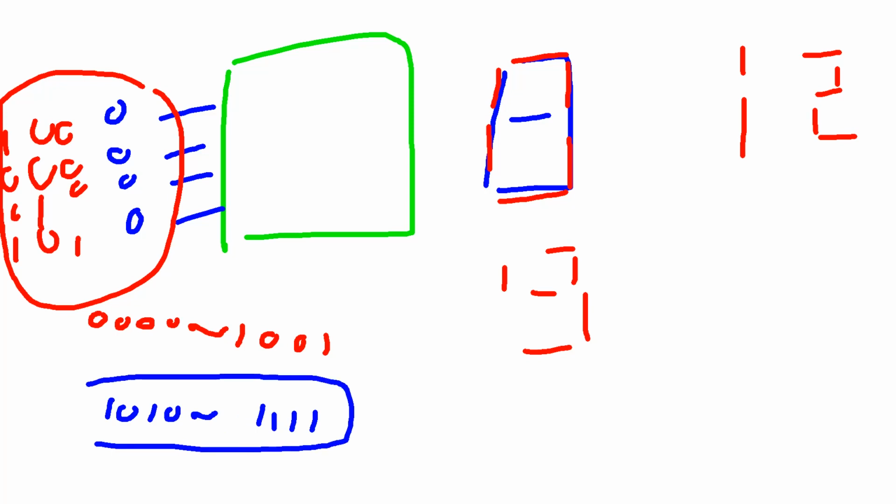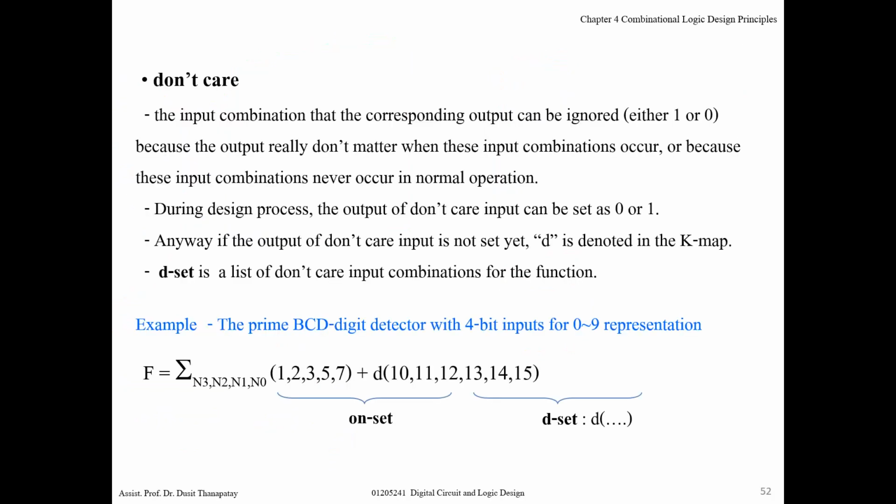You don't care about their output, right? So in this case, it's called don't care. For example, if you want the function to be 1 when the input is 1, 2, 3, 5, 7, and 10 to 15 is don't care. That means if you apply the input value 0, the output must be 0, right? If your input is 1, the output is 1.